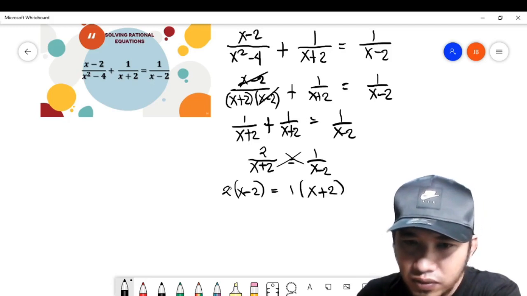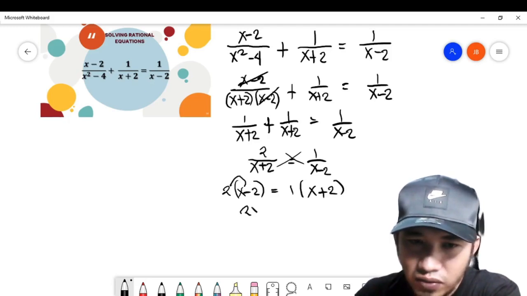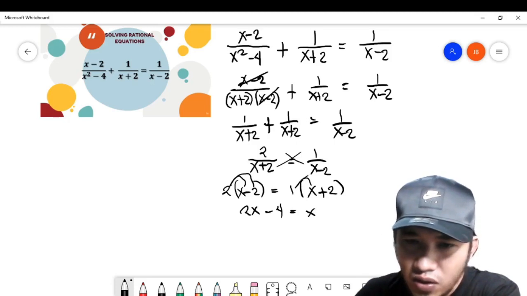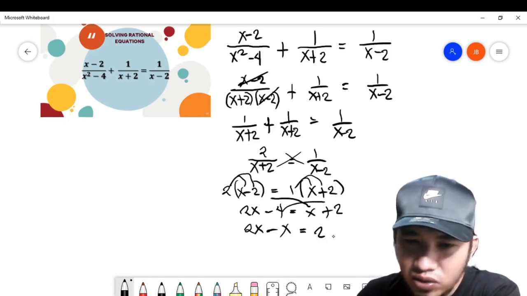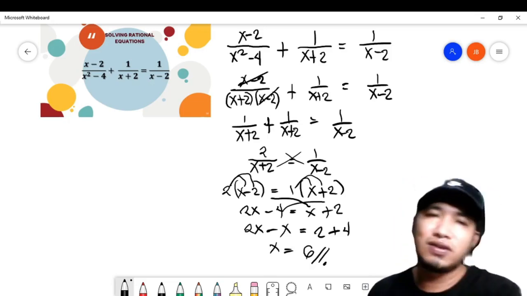plus 2. 2 multiplied to x is 2x. 2 multiplied to negative 2 is negative 4. Is equal to 1 multiplied to x is x. 1 multiplied to positive 2 is positive 2. So 2x, lilipat natin sa x sa kabilang side, magiging minus x is equal to positive 4, lilipat sa kabilang side, 2 plus 4. 2x minus x is equal to x, and 2 plus 4 is equal to 6, and that is the final answer.